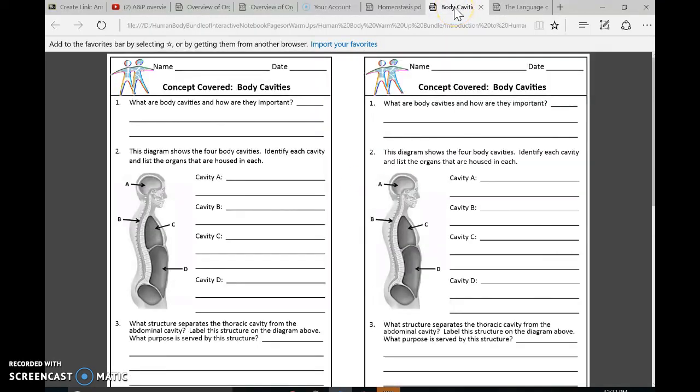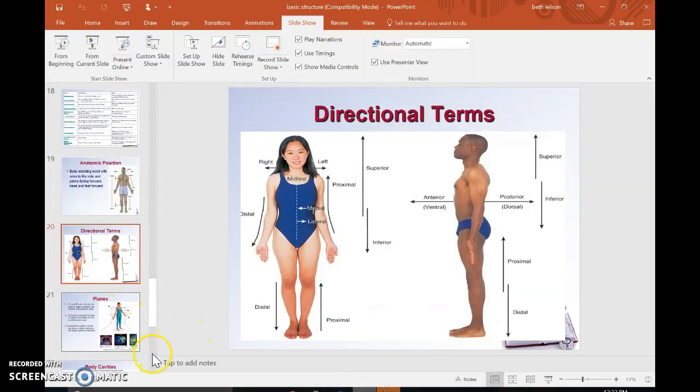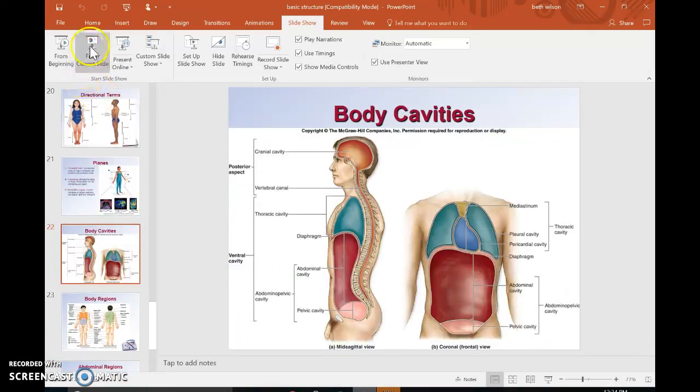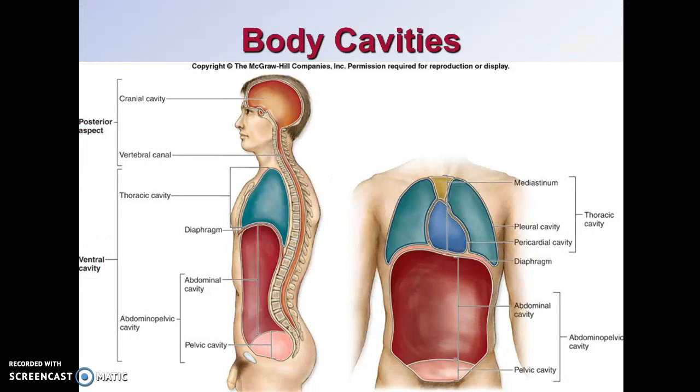Now let's look at our body cavities. Okay? Go back to the PowerPoint here. Body cavities. Here we go. Alright, so here's our body cavities. We have the posterior aspect, and then the ventral cavity. We have the cranial cavity and the vertebral cavity, which houses the spinal cord. Cranial cavity obviously houses the brain.